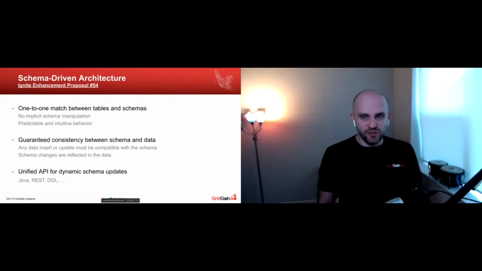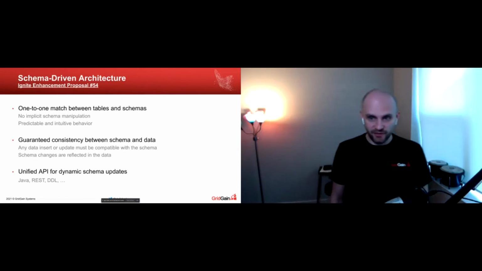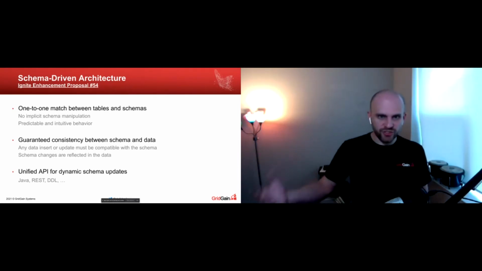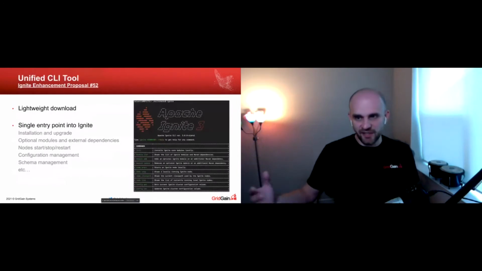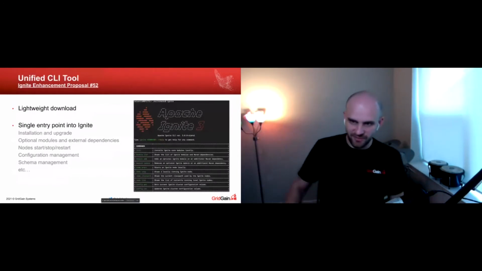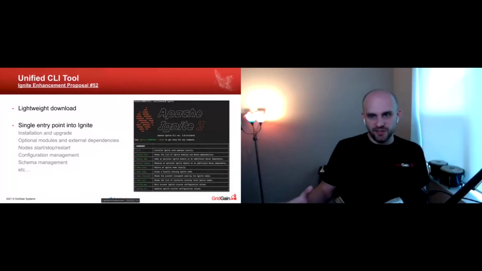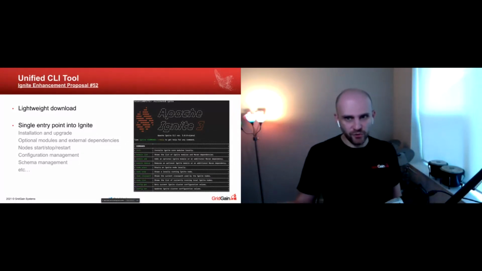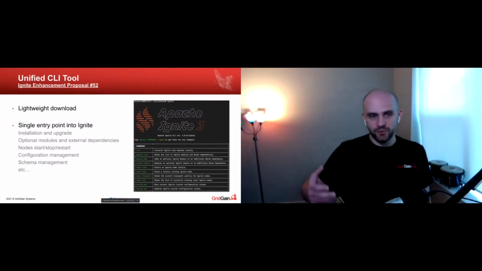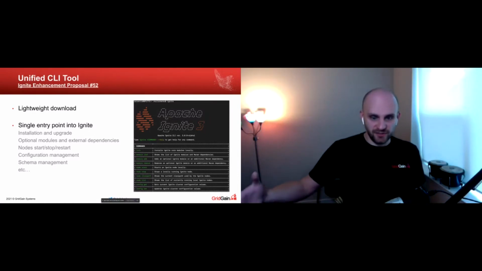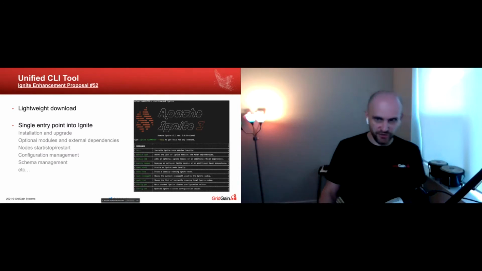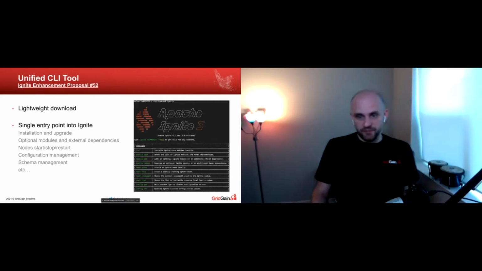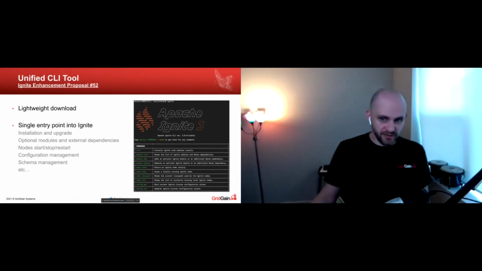So probably the biggest change in terms of usability is the unified CLI tool. The idea is that instead of downloading a huge zip file with a lot of different files, a lot of different jars and other stuff, you will have a very lightweight download, maybe a single file, maybe just a couple of files. This lightweight download will be a CLI tool that will be an entry point into everything else associated with Ignite. This tool will allow you to install the core artifacts of Ignite, install Ignite locally, and upgrade it. It will allow you to manage optional modules as well as external dependencies.